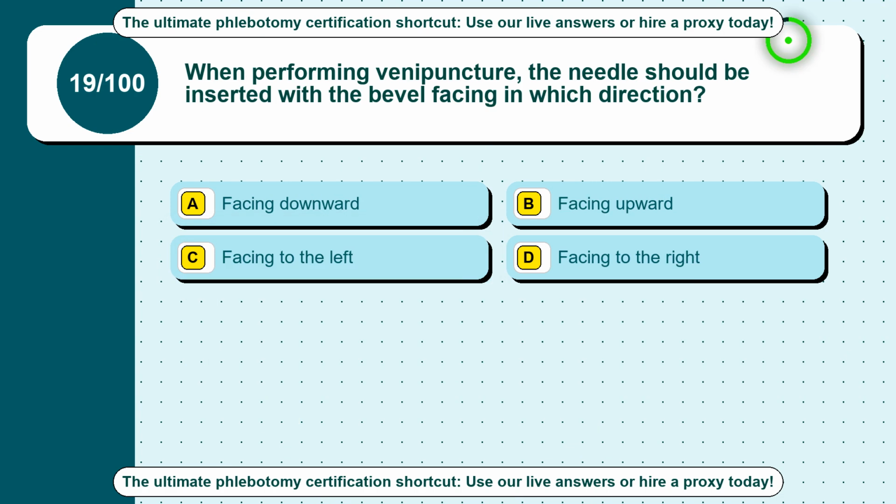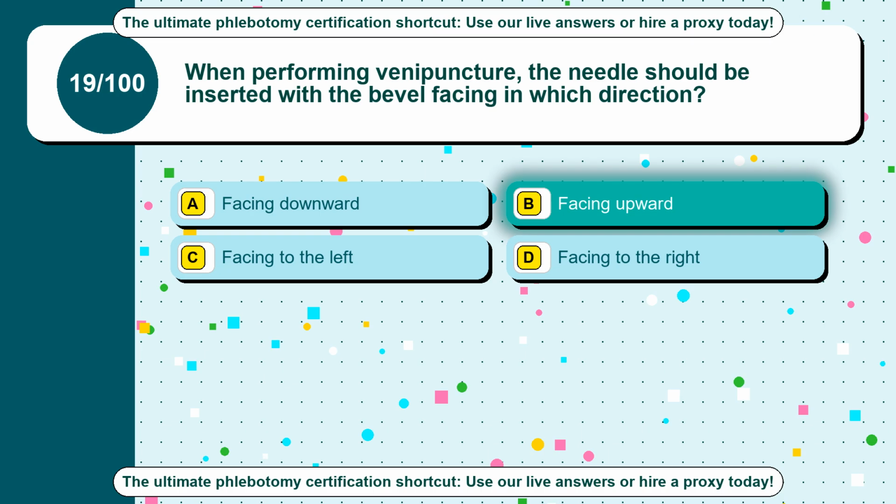Question 19. When performing venipuncture, the needle should be inserted with the bevel facing in which direction? Option A. Facing downward. Option B. Facing upward. Option C. Facing to the left. Option D. Facing to the right. The correct answer is option B.